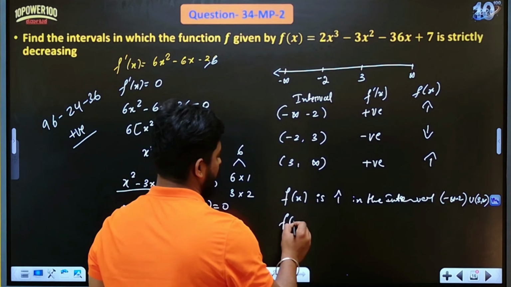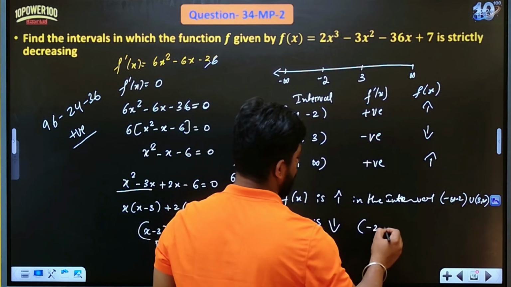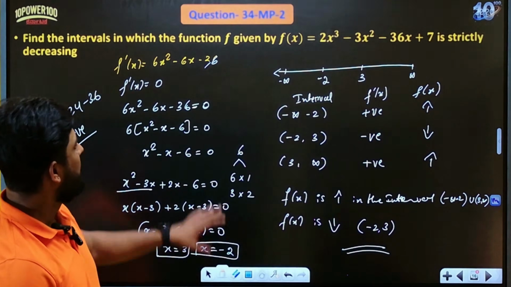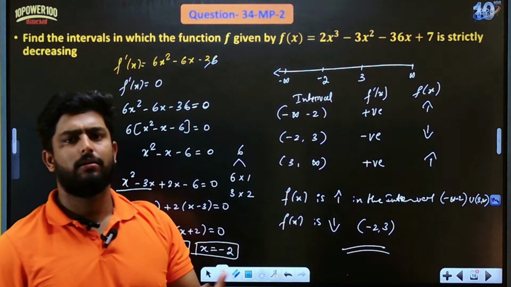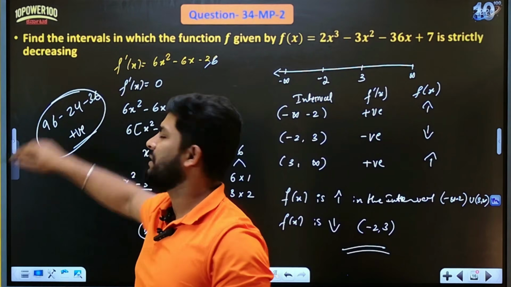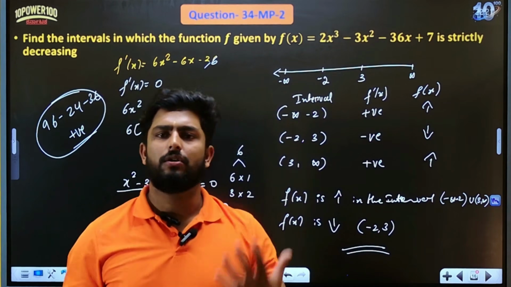So next, f of x is decreasing in the interval minus 2 to 3. So you get easily 3 marks. Okay, so just find out the sign, okay? So you don't get into finding the value that you get in this case, children. We need only the sign, positive and negative. Okay, so if you know that much, it's easy.